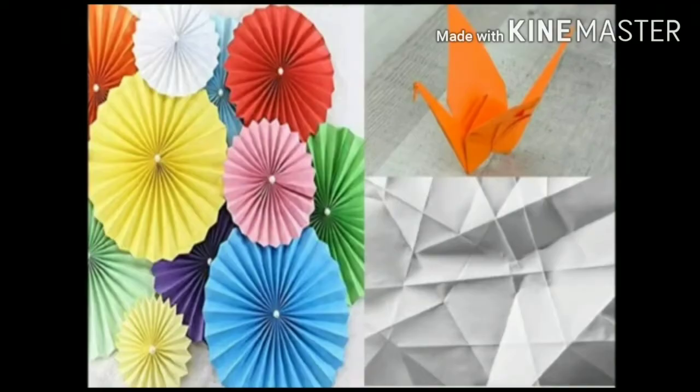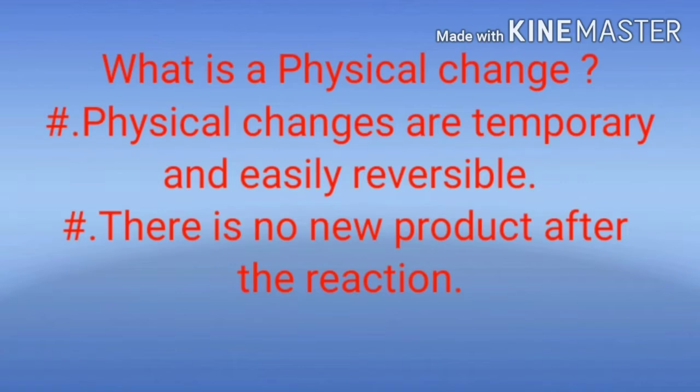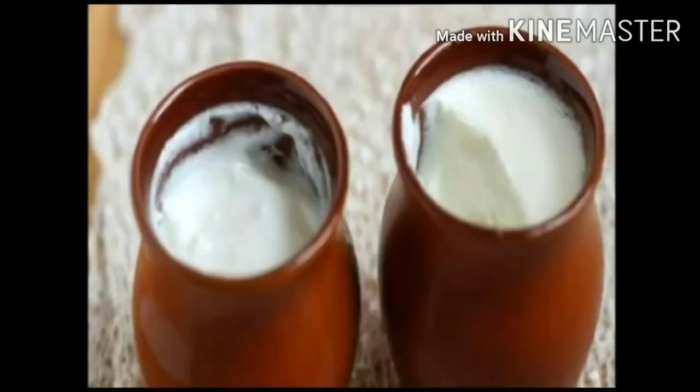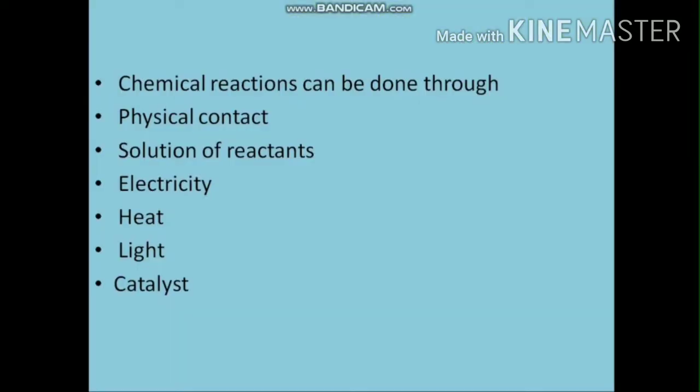We know some changes like folding papers and drying out clothes are physical changes because they do not form any new product and they are temporary. And some other processes like digestion of food, turning milk to curd, etc. are chemical changes because they are permanent, irreversible and form a new substance.